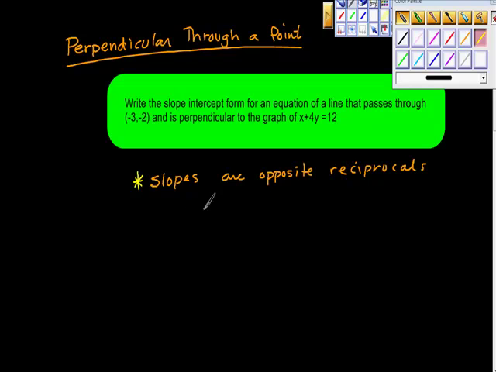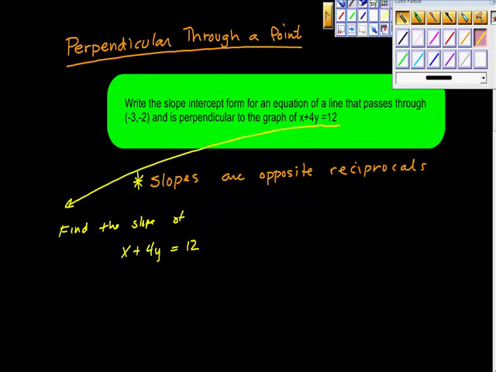So the first thing I need to know is the slope of this line right here. So step one, let's find the slope of x plus 4y is equal to 12. In other words, start by solving for y. Alright, at any time you can stop the video and do this work first, but let's go through it together.